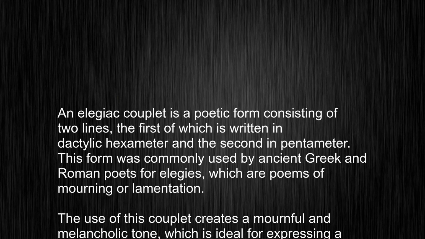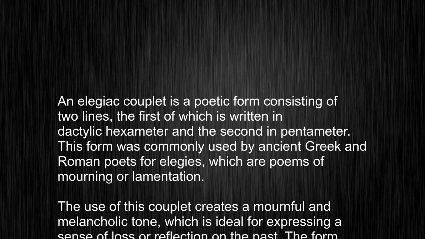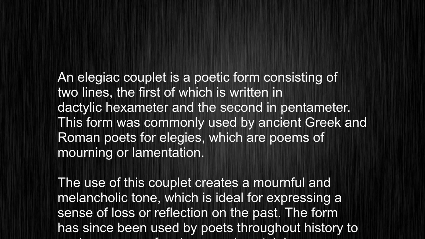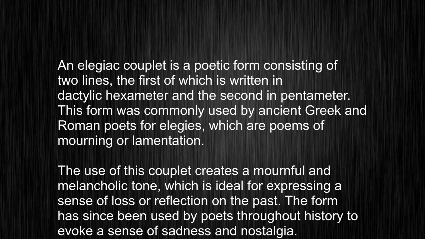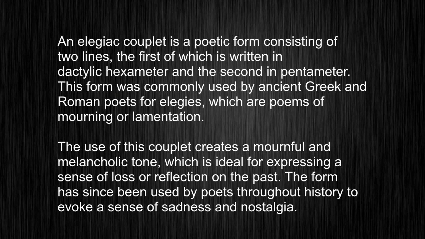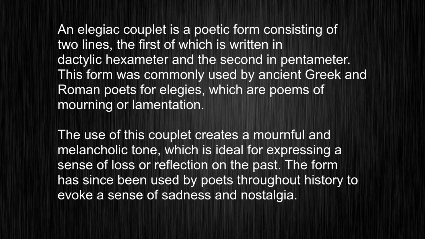An elegiac couplet is a poetic form consisting of two lines, the first of which is written in dactylic hexameter and the second in pentameter. This form was commonly used by ancient Greek and Roman poets for elegies, which are poems of mourning or lamentation.